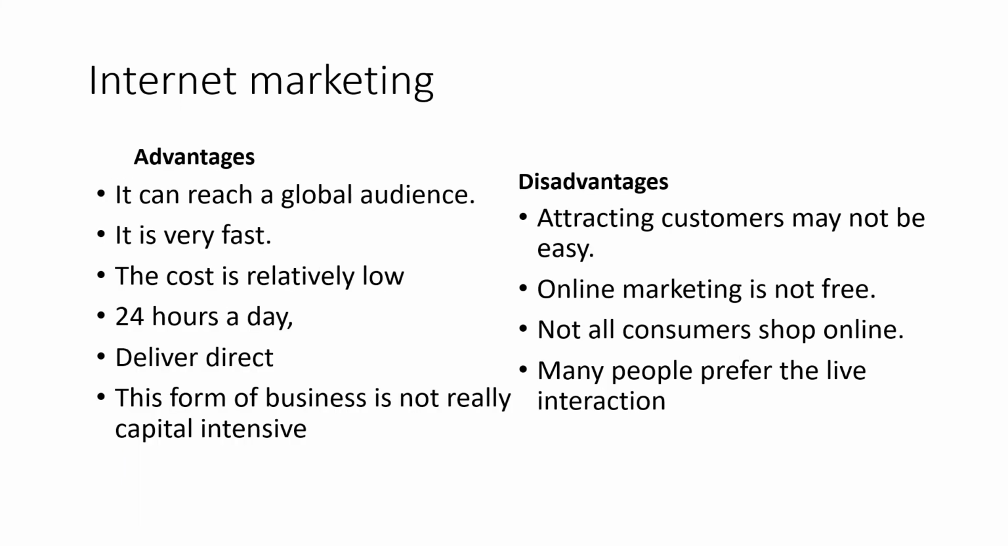Lastly, we have internet marketing. So self-explanatory, over the internet. Facebook here is also an example. So it can reach a global audience. That's a benefit. It's very fast, cost-effective. You don't really have to print anything, so that doesn't cost a lot of money. It's available 24 hours a day. People are always on the internet, even when they go to the bathroom, so you can always reach them. This form of business is not really capital intensive, so again, you don't need to put in a lot of money. You just have to have an internet link, a phone, a laptop or something, and then advertise that way.